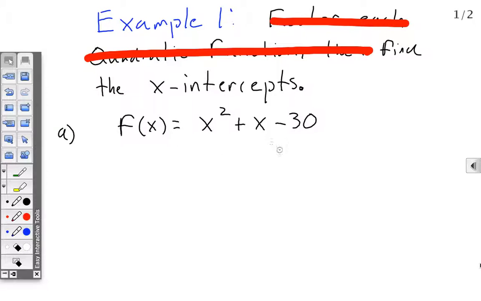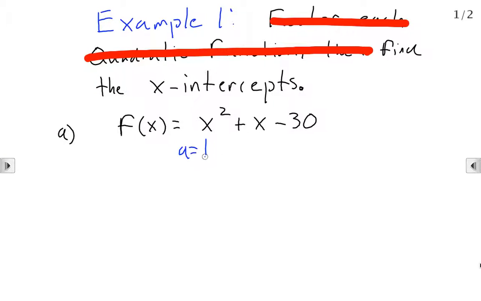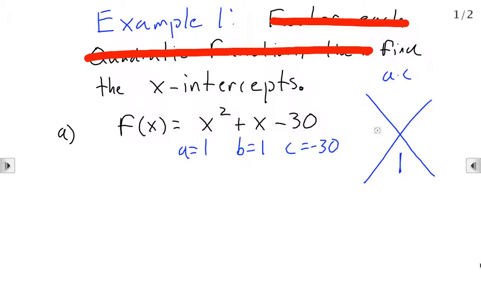So we have a quadratic. Let's go ahead and label our a, b, and c's. We have a equals 1, b equals 1, and c equals negative 30. What we use a, b, and c for is to set up and solve what we call the diamond. Our b value, b is for bottom, and then our top value is whatever a times c is. In this case, negative 30 times 1, negative 30.